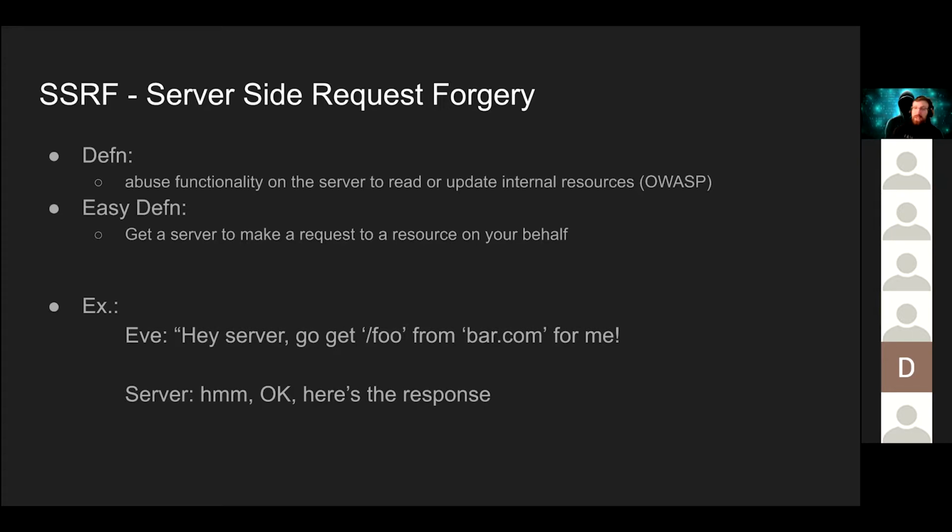But the easy definition is we're going to get a server to make a request for us, right, on our behalf. So Eve, our attacker, is like, hey, server, go get foo from bar.com for me. The server goes, sure. It makes that request on our behalf as itself. As opposed to maybe something like a proxy server, which is going to be very careful to let bar.com know that the request is coming from us, using the X-Forwarded-For header and all sorts of things like that.